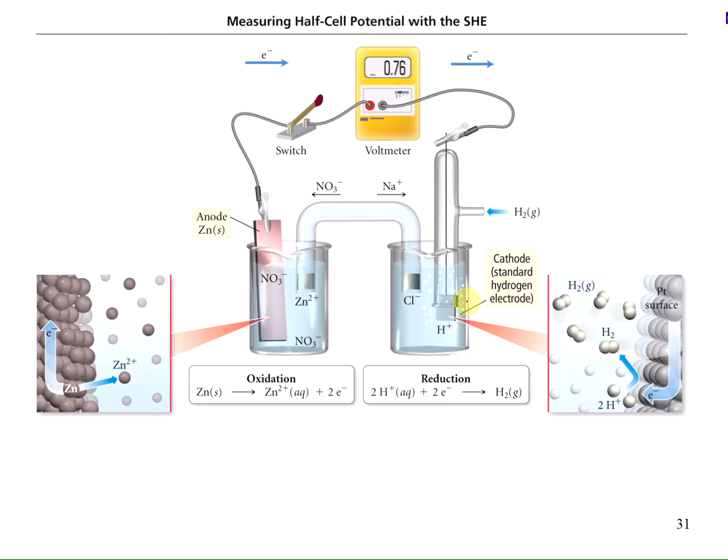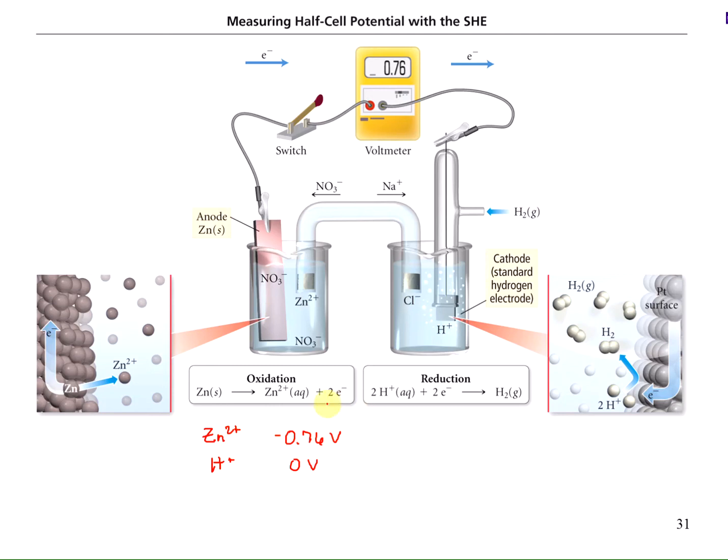Now if we compare the reduction potentials, zinc 2 plus has a reduction potential of minus 0.76 volts. And we said by definition the H plus has a reduction potential of 0 volts. So because the hydrogen has the larger, more positive value, the hydrogen is more likely to be reduced than the zinc 2 plus. So the hydrogen here is reduced, so this is why this is at our cathode, and the zinc is going to be oxidized instead of reduced.